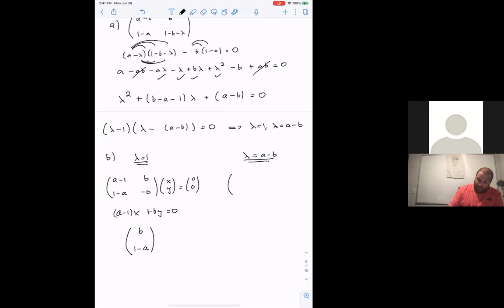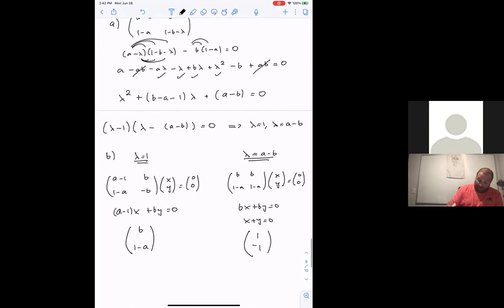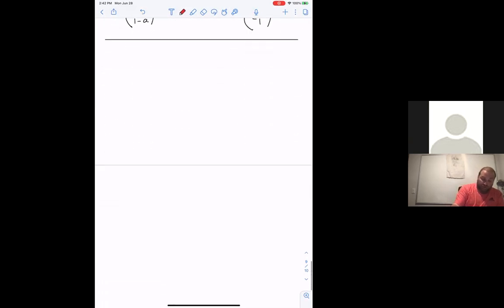Okay, the other one, A minus the object A minus B gives me B, 1 minus A, 1 minus B minus A minus B gives me 1 minus A, as it should, x, y equals 0, 0. Bx plus By equals 0. Same thing as saying x plus y is equal to 0. And I already know this one, it's 1, negative 1. So those are my two eigenvectors that go along with these eigenvalues. All right, fun stuff. So now we move on to what is called diagonalization.